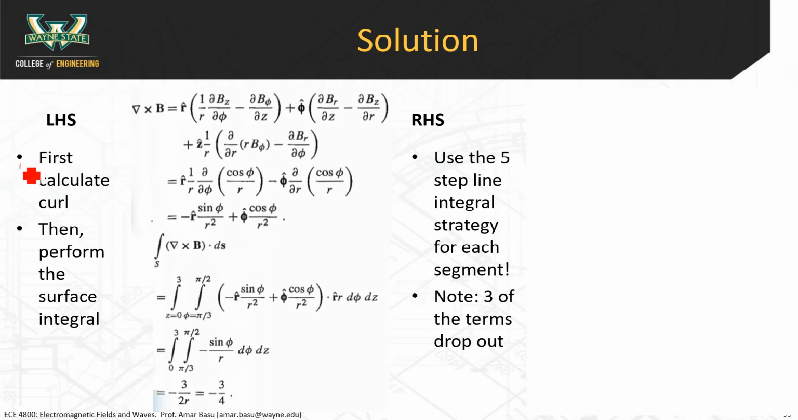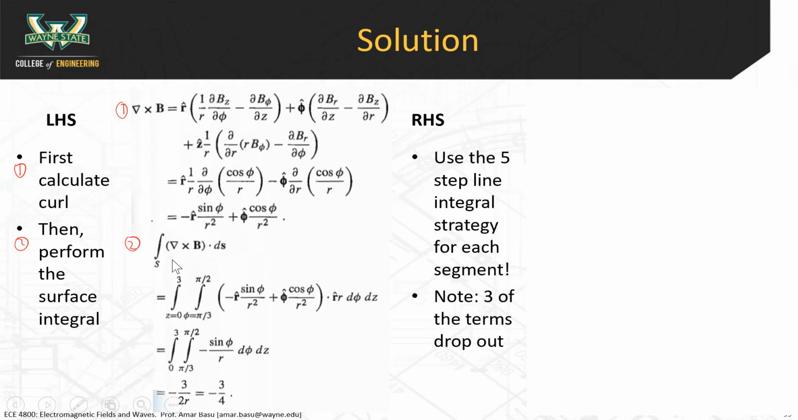So step 1 is calculating the curl, and then the second part is doing the surface integral. Now, what we're doing is we want to find the del cross B dot dS. So the first thing we want to find is del cross B.